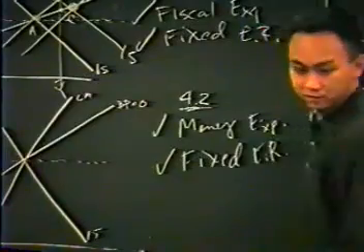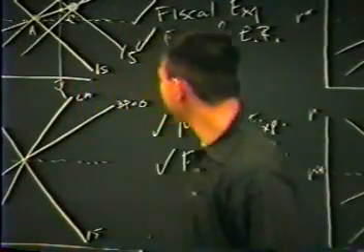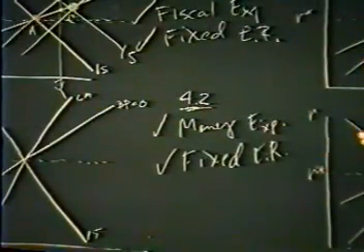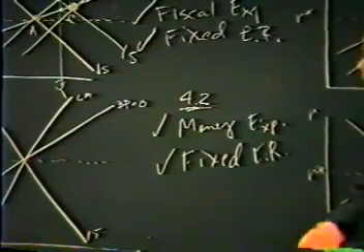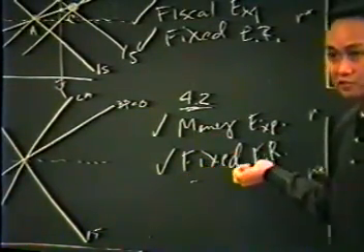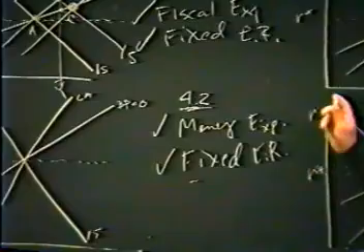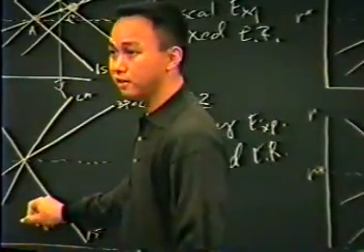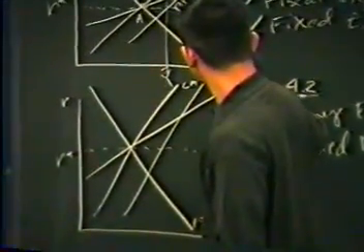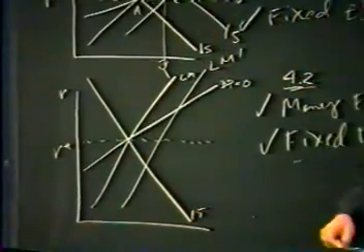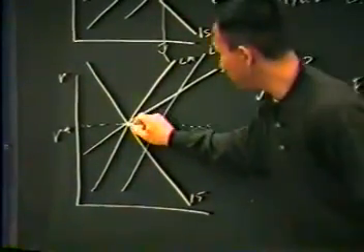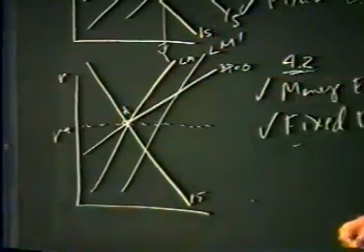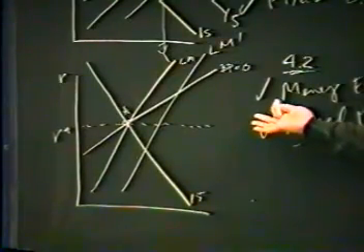Okay, maybe I can save some time by just telling the story as we go along. I will not write it down anymore. Monetary expansion, fixed exchange rate. What happens here? Well, monetary expansion, you increase the M, and therefore you shift the LM curve outward. If this is your original point, point A, where's the point now? The relevant point.